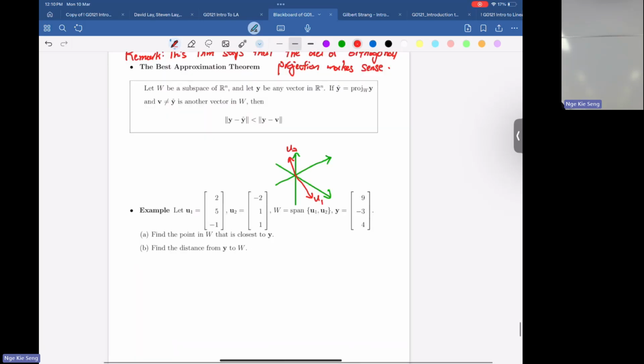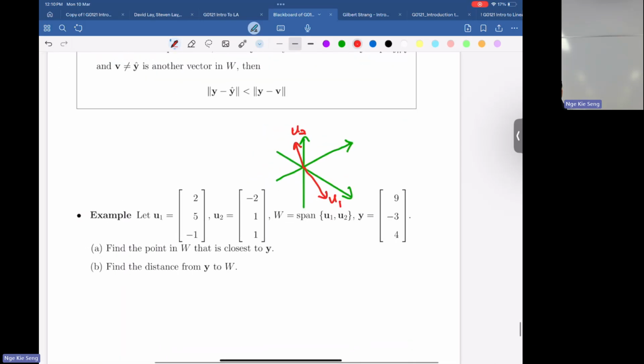But y changes now. So y becomes somewhere else: (9, -1, 4), somewhere here. Okay, good. So we're going to look at the closest point in W. So here, let's form a plane first.